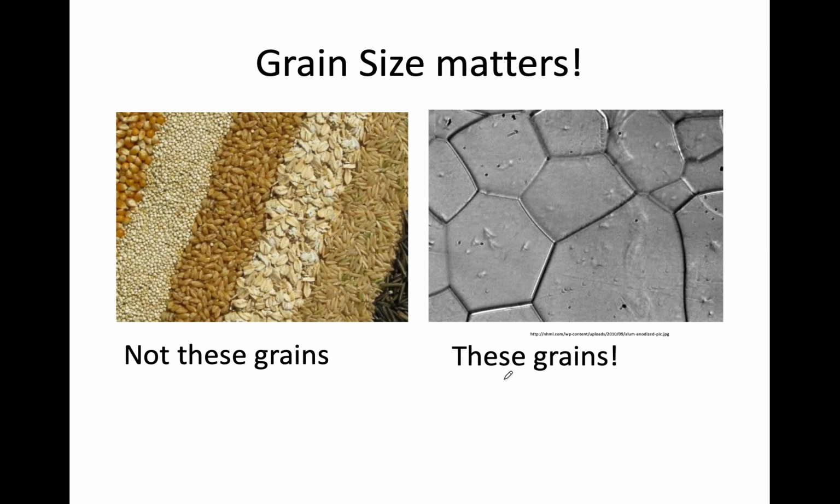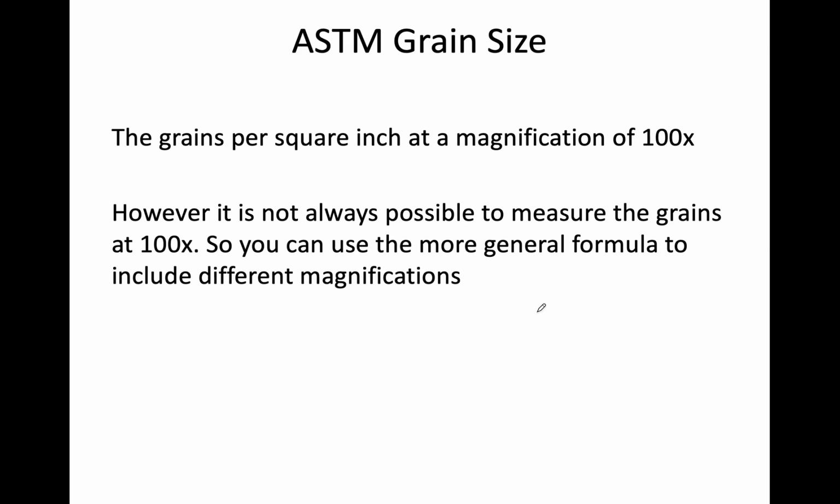So yes, grains definitely matter. The grain size affects the properties of the material. If we're talking about ASTM grain size, there's a standard way that ASTM has come up with to measure grain size, and it's the grains per square inch at a magnification of 100x. That would be great if we could measure the grains at 100x for all materials, but that's not always possible. Sometimes the grains are so small that we can't see them even at 100 times magnification.